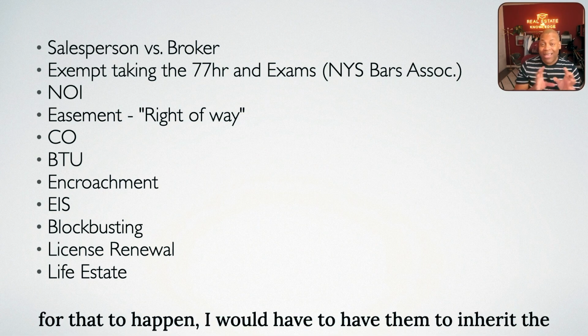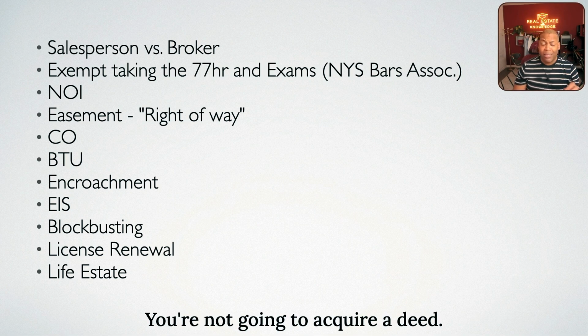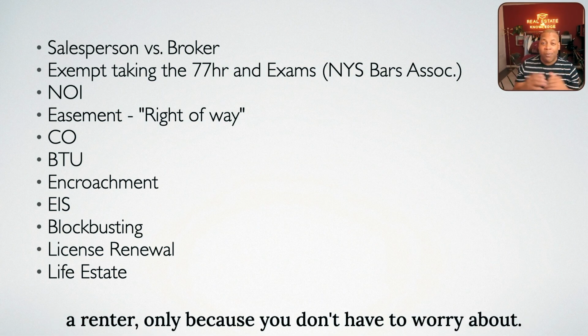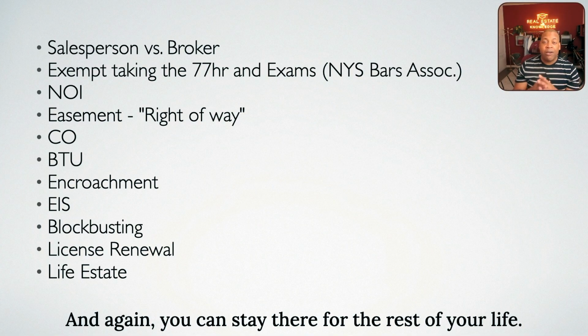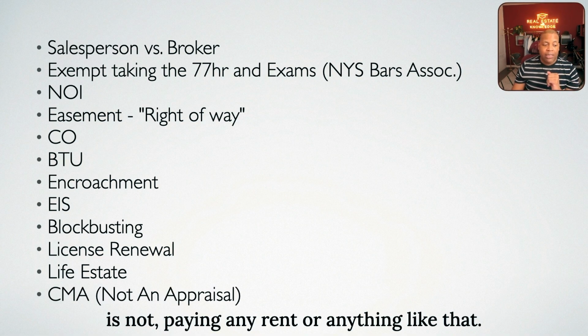Because in order for that to happen, I would have to have them inherit the property where they're able to acquire a deed. With a life estate, you're not going to acquire a deed. So basically, you're still like a renter, just a little bit above a renter, only because you don't have to worry about rent increases and all those other things. You can stay there for the rest of your life, and more than likely in a life estate, the person is not paying any rent or anything like that.